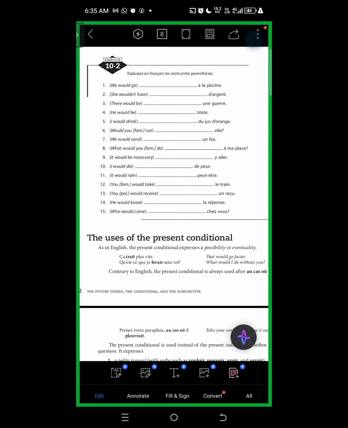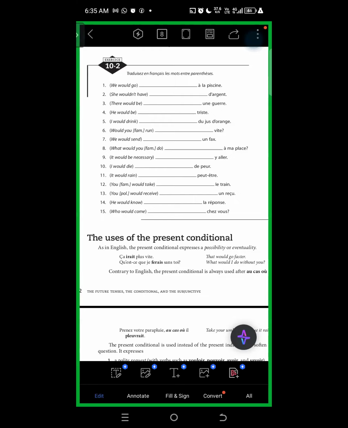She wouldn't have. Okay, that's elle voudrait. Oh no, elle ne voudrait. The verb is have. The verb is avoir. That's the main verb. She wouldn't have, negation. Elle n'aurait pas d'argent.